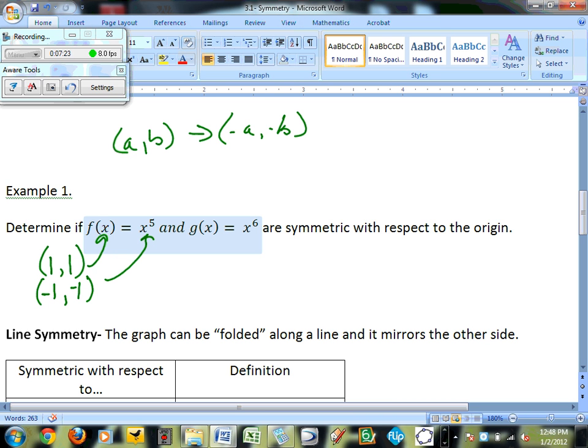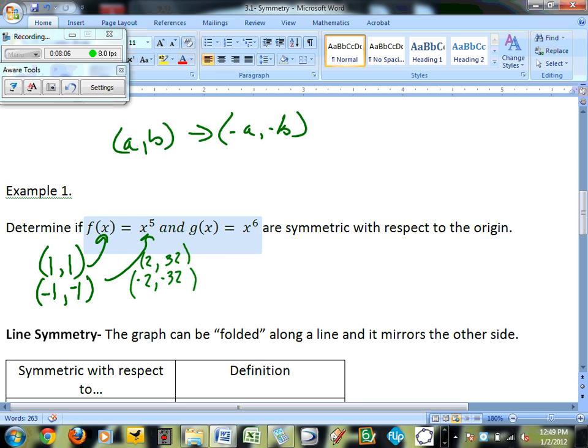So far we're thinking it's symmetric with respect to the origin. If I plug in another point, 2 to the 5th power is 4, 8, 16, 32, is 32. If I plugged in -2, I'd get -32. This would continue to be true. This is symmetric with respect to the origin. Now what about g?